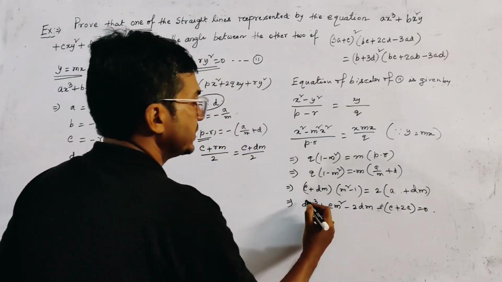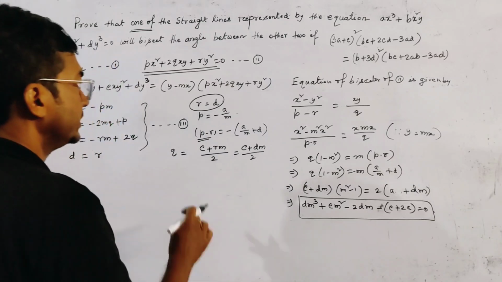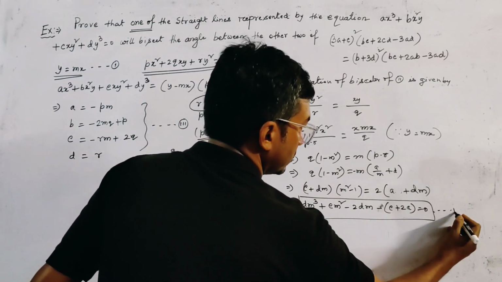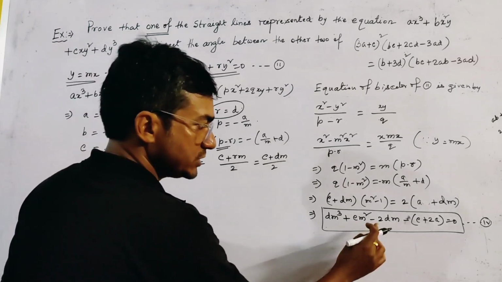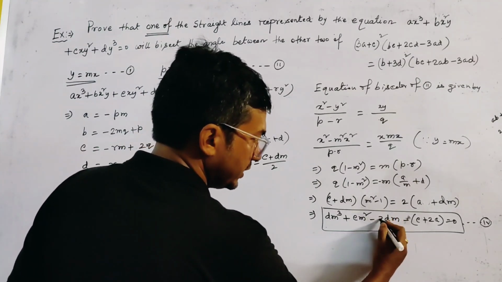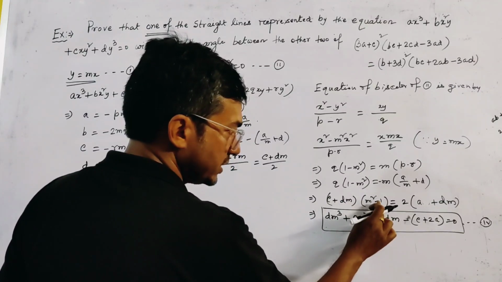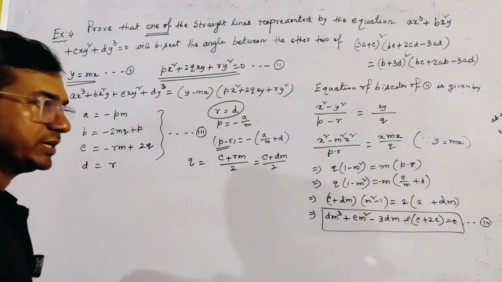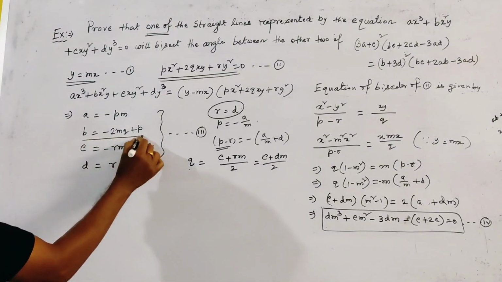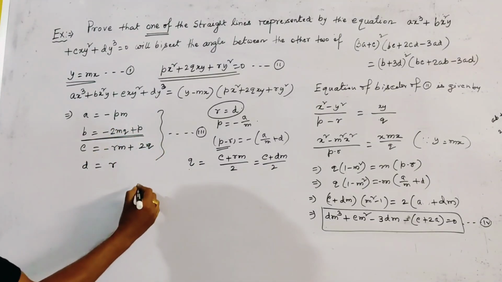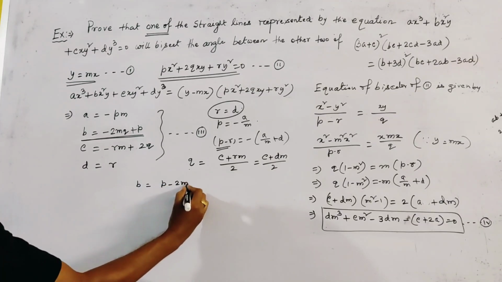Okay, we get the relation here and let it be relation number 4. So we get relation number 4, and this is not 2d, this is 3d, right? This is minus 2d and here is also minus d. So this is minus 3dm. We get this relation.